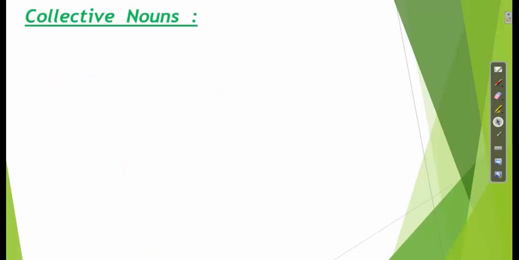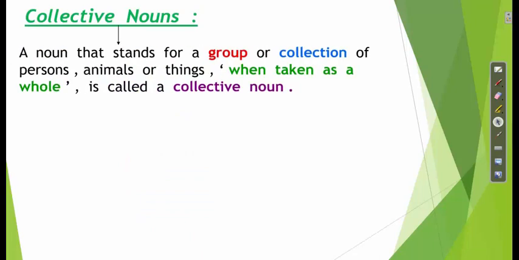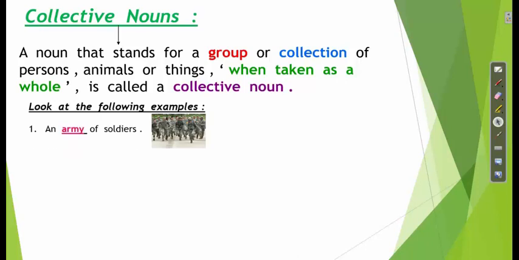Collective nouns are nouns that stand for a group or collection of persons, animals, or things. When taken as a whole, it is called a collective noun. Look at the following examples. First one, an army of soldiers. Army becomes a collective noun as it tells about a group of soldiers.